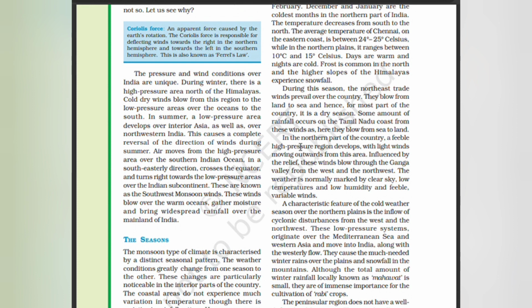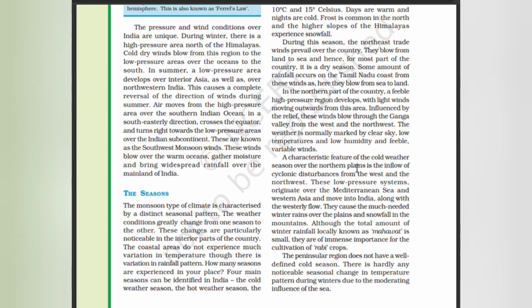In the northern part of the country, a favorable high pressure region develops with light winds moving outwards from this area. Influenced by the relief, these winds blow through the Ganga Valley from the west and the northwest. The weather is normally marked by clear sky, low temperature and low humidity, and light variable winds.